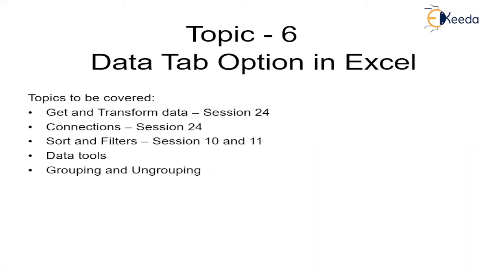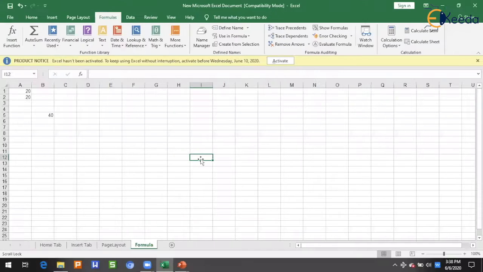Myself Omkar Desai. The topics we are going to cover are get and transform data, connections, sort and filter, data tools, grouping and ungrouping. Get and transform data, connections, sort and filter, and grouping and ungrouping are quite vast topics. We are going to cover these in detail in the upcoming sections. So let's get back to Excel.